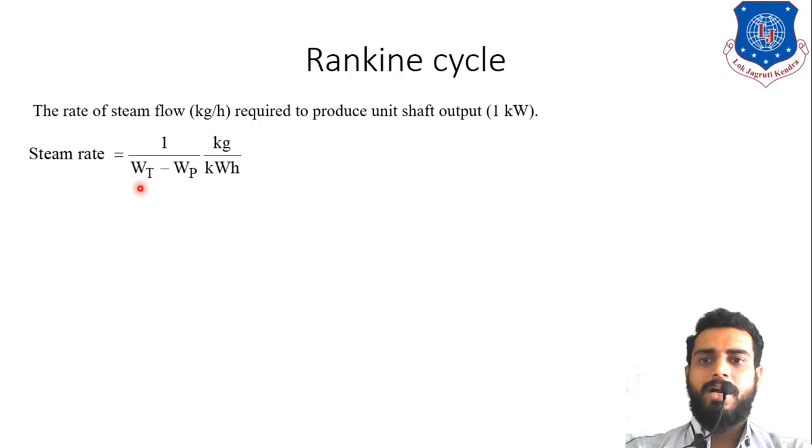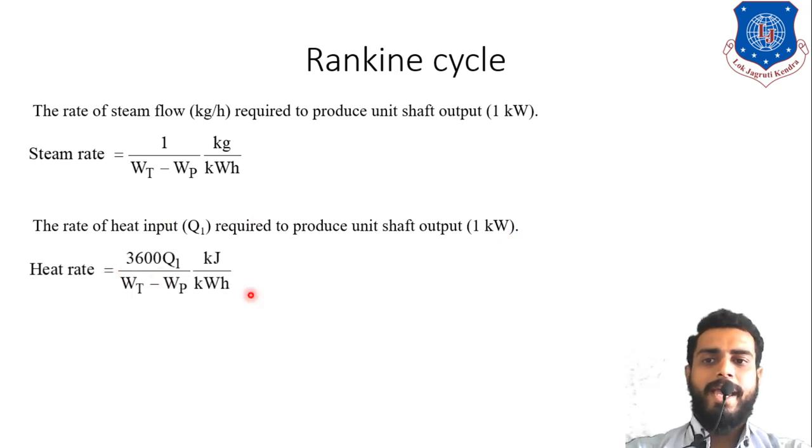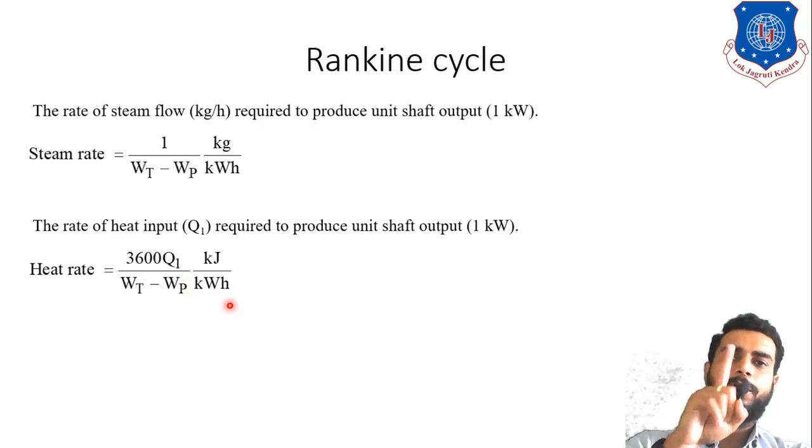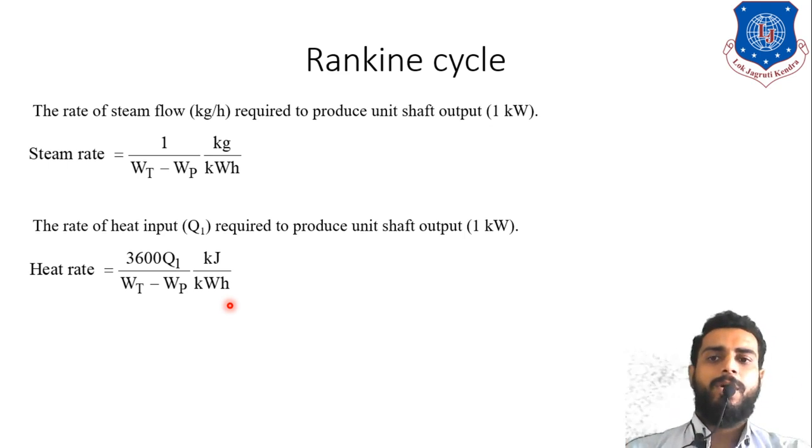Right? Now next is heat rate. So rate of heat input required to produce unit shaft output, that is 1 kilowatt, that is known as heat rate, right? So heat rate is nothing but expressed like this, that is 3600 into Q1 divided by turbine work minus pump work, kilojoule per kilowatt hour. Since it is heat rate, that means if you want to produce 1 kilowatt power, then how much heat is required? That is heat rate. Okay, so in numerical form you can represent it like this.